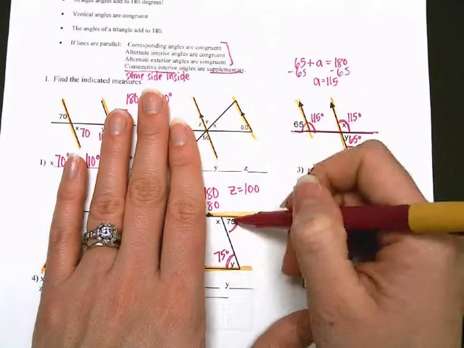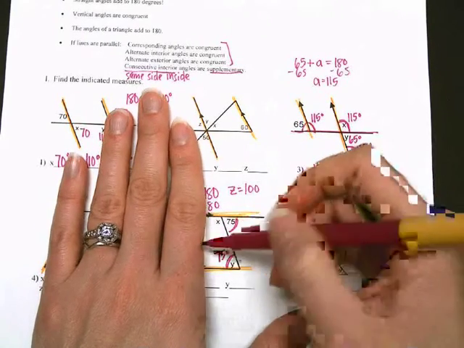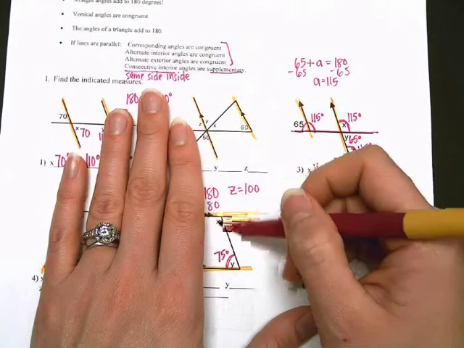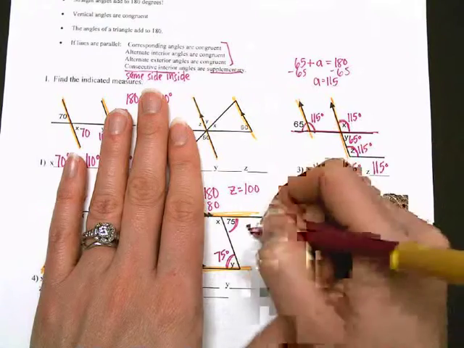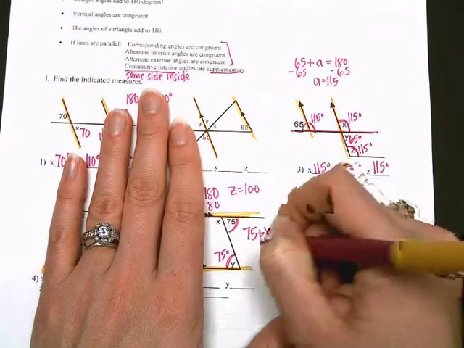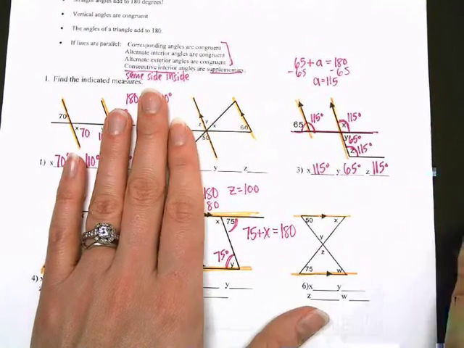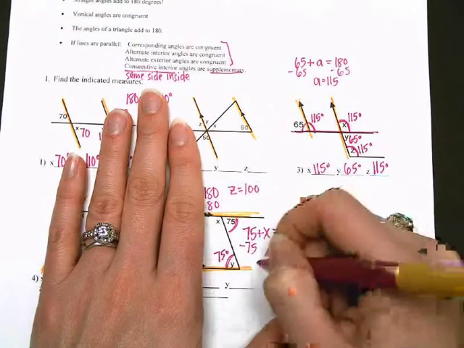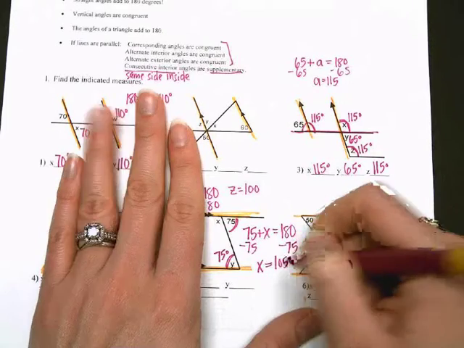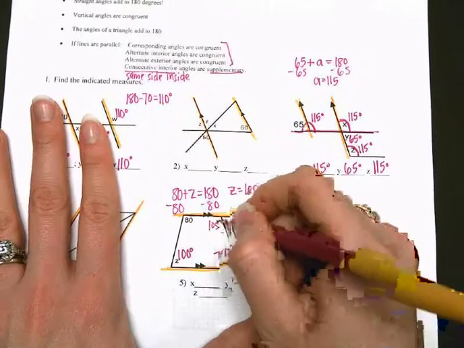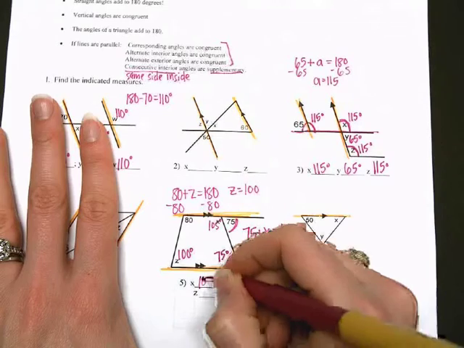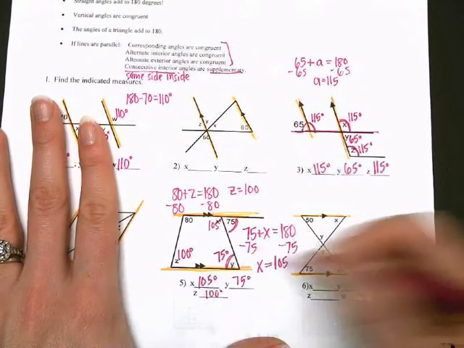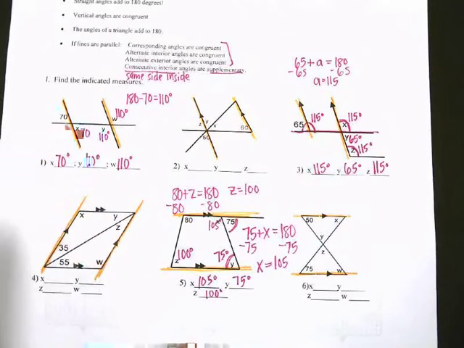75 and the x, they make a straight line together. Or I could use consecutive interior angles are supplementary. So they're also supplementary. So we could do 75 plus x equals 180, and then we subtract 75 on both sides to get x equals 105. So x is 105 degrees, y is 75 degrees, and z is 100 degrees. Let's look at page 2.